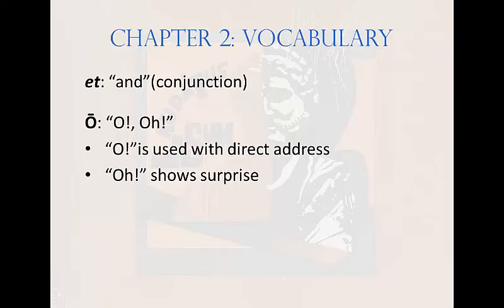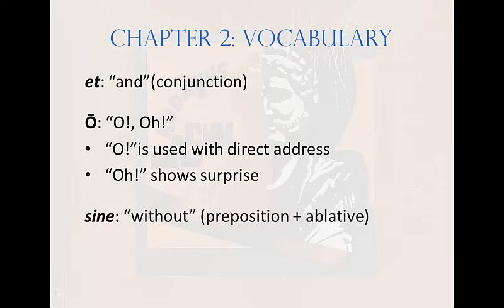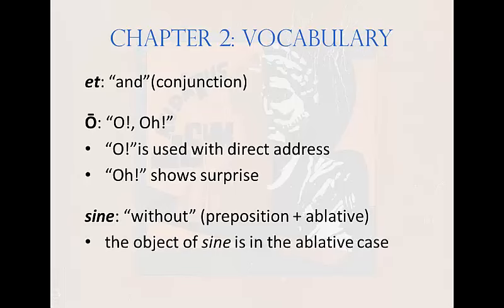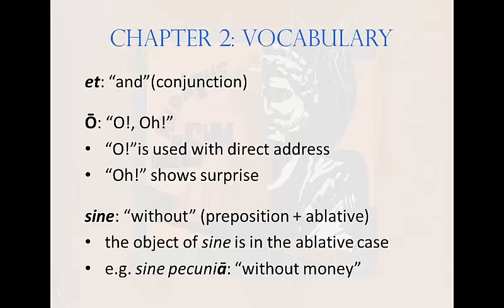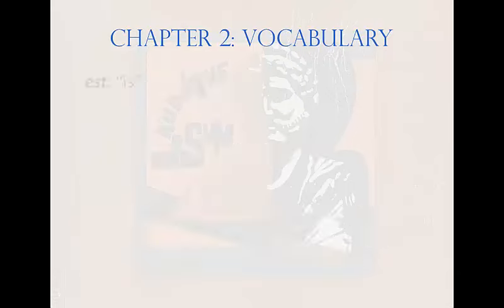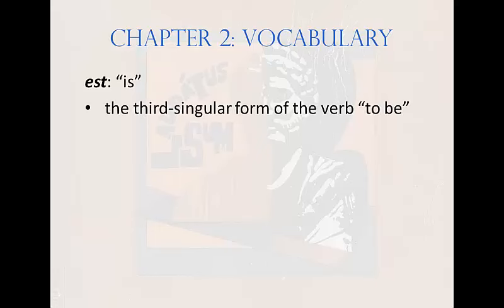The next word, sine, is a preposition which takes the ablative case, so that if you want to say in Latin, without money, you say sine pecunia, long A, indicating that pecunia is ablative and the object of the preposition sine. And finally, est. Est is the Latin word for is. It's the third person singular of the verb to be. We'll learn the other forms later.